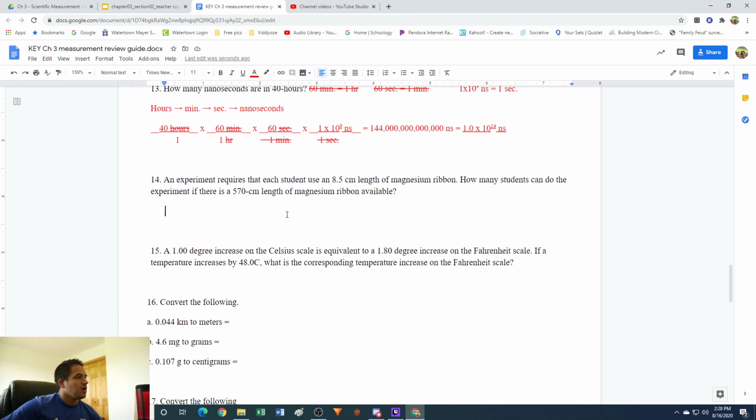So, all right, number 14. An experiment requires that each student use an 8.5 centimeter length of magnesium ribbon. How many students can do the experiment if there is a 570 centimeter length of magnesium ribbon available?